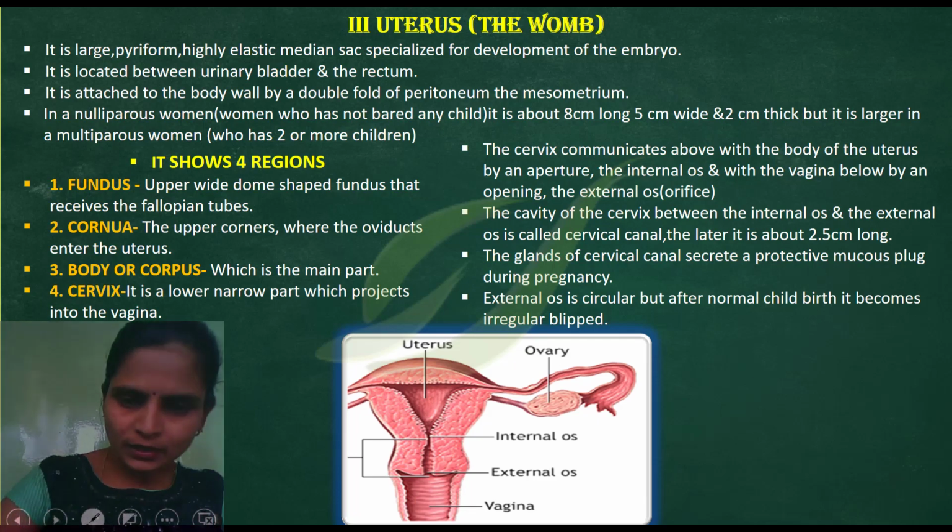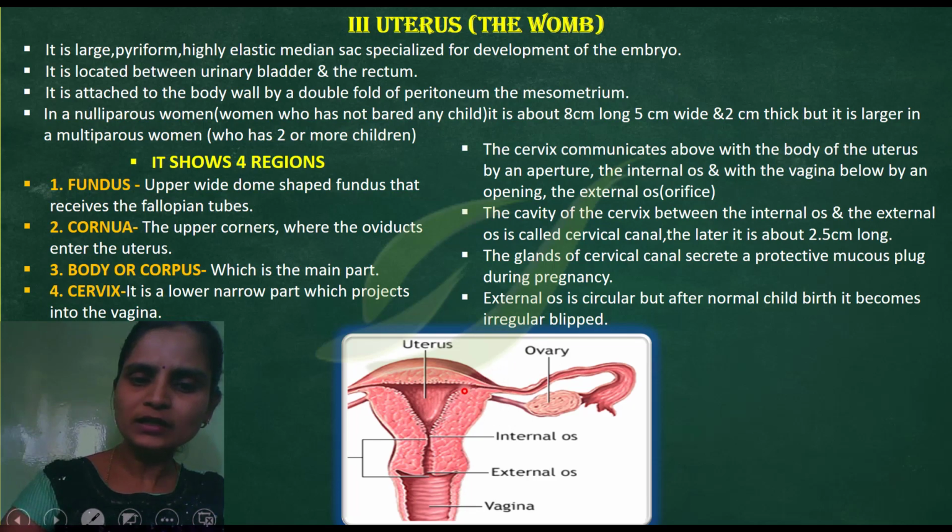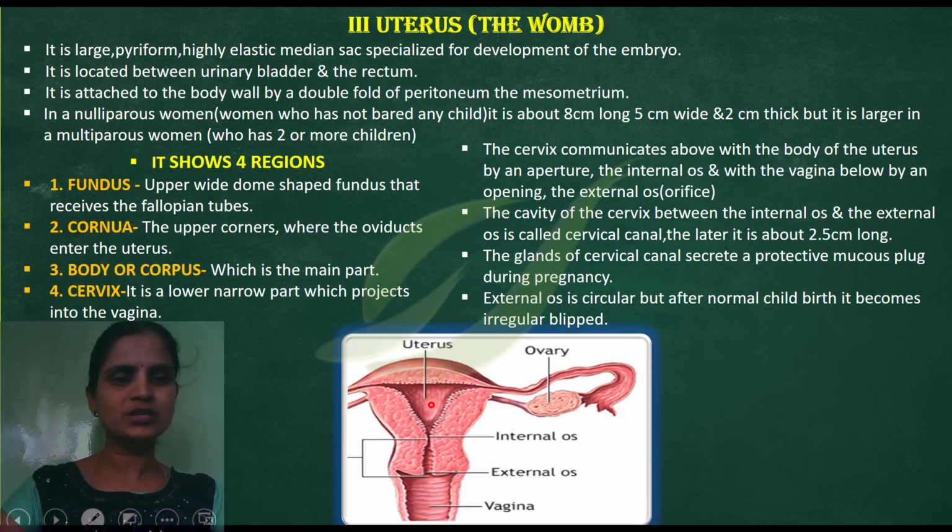Till now we have completed the ovary, its internal structure, and what all is present in the ovary. Then we discussed the fallopian tube: 3 layers are present and there are 4 parts. The region where the fallopian tube enters is called the cornua. And here this is the uterus, the womb. So we are discussing the uterus here.